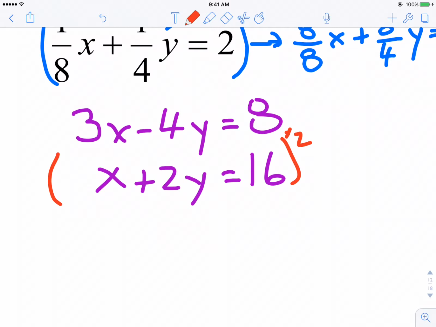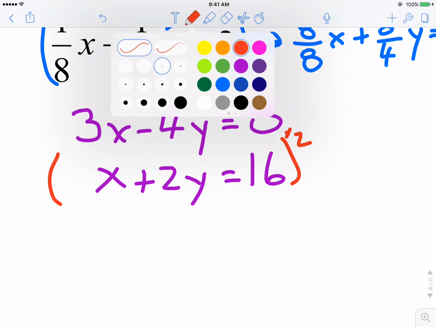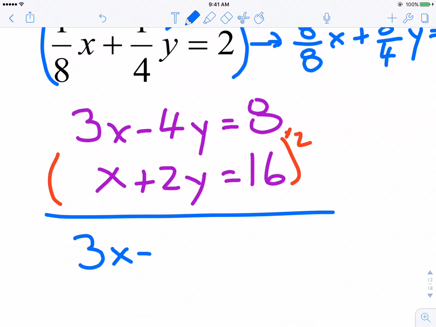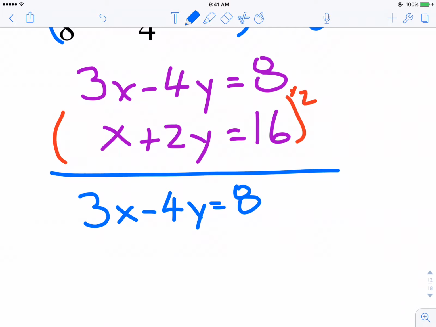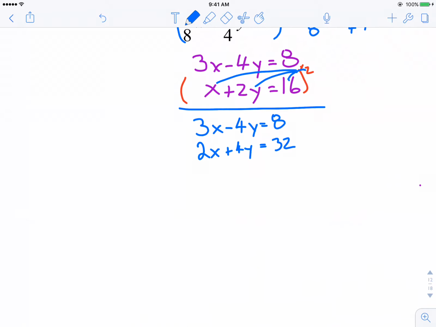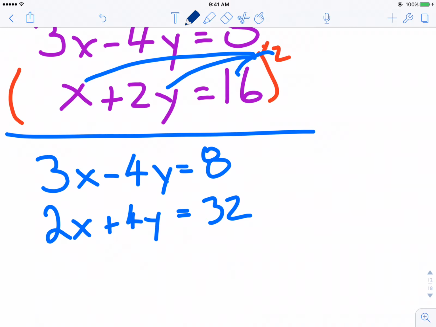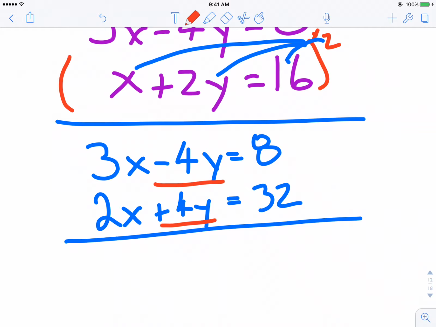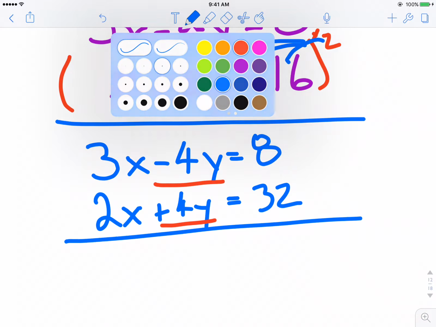Because what will happen is this, here, let me show you. I'll just write it down below. My top equation stays the same, 3x minus 4y equals 8. My second equation, because I multiply this 2 by x, is going to become 2x. Because I multiply this 2 by 2y, it's going to be plus 4y equals this 32. Okay. So now I can add these two equations together because this plus 4y and this minus 4y will cancel each other out. So I'm going to add these together.